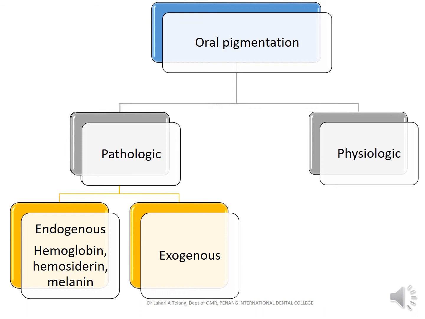So here the oral pigmentation has been classified as pathologic and physiologic, and the pathologic one is further of endogenous origin and exogenous origin. Endogenous means arising from within the body, like for example hemoglobin, hemosiderin or melanin pigments.